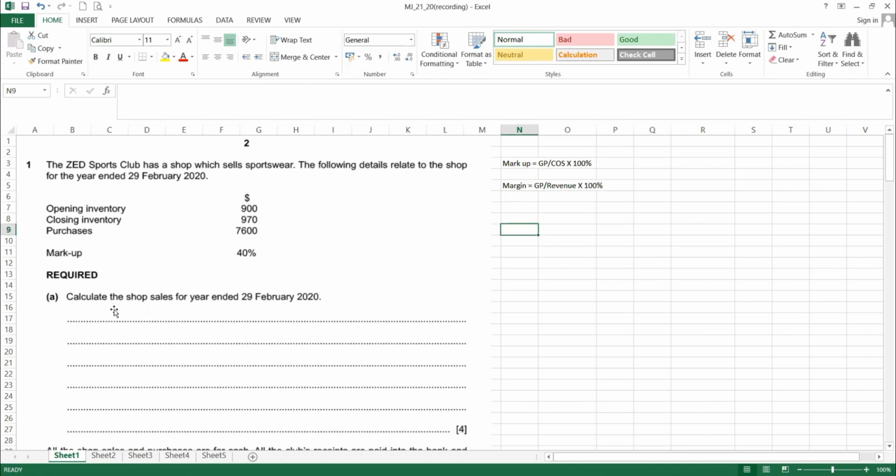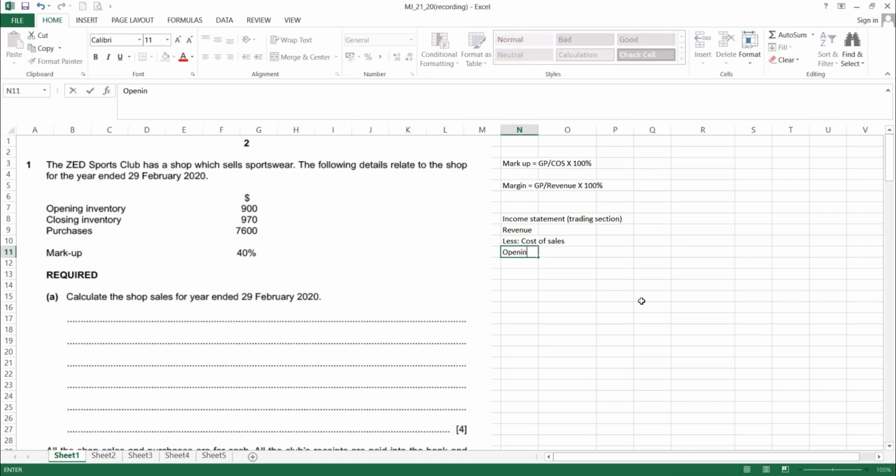Now calculate the shop sales for the year ended. So here they want us to find the revenue. Using the basic income statement, the trading section means just revenue less the cost of sales. In this question, they only give us the cost of sales.